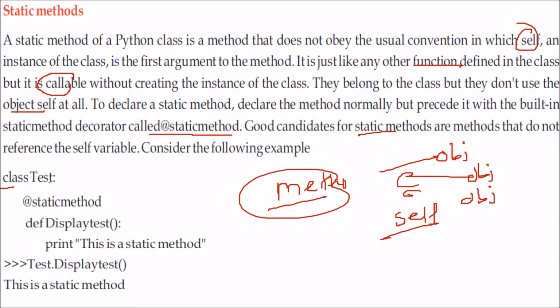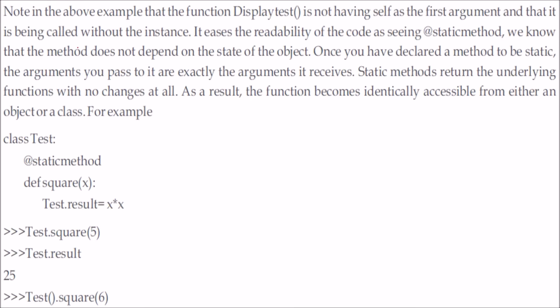So we have a class, Test. This is followed by @staticmethod. So now this is a static method. When you want to call it, just take the class name and .display_test. It will show you this line. You just have to note that this function display_test does not have any self, and neither is it connected to any instance or an object. So this is going to ease the readability of the code.